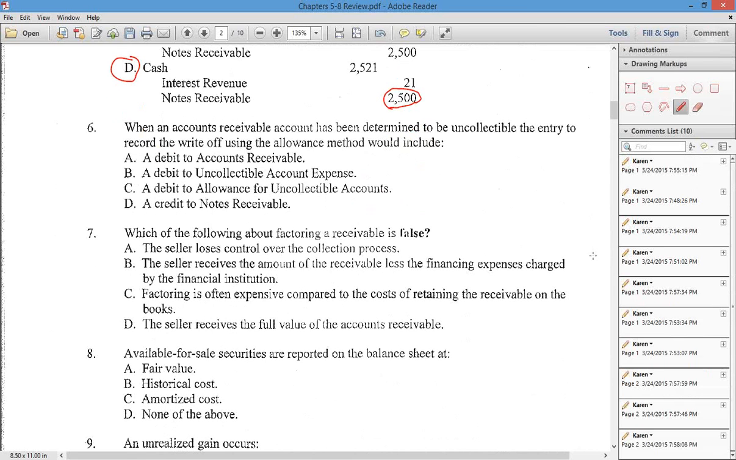Okay. Now we get to go on to some different ones, because that first problem was just so much fun. We couldn't hardly stand it.